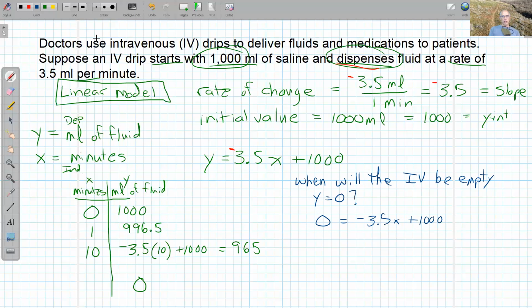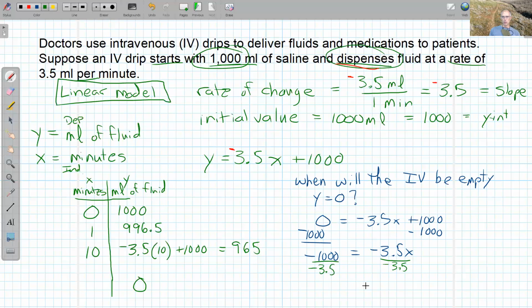The usual way to do this is to first get rid of the constant that's here. So I'm going to subtract 1,000 from each side. 0 minus 1,000 is negative 1,000. 1,000 minus 1,000 is 0. 0 plus negative 3.5x is negative 3.5x. And then finally we can divide here by negative 3.5 to get 1x alone.